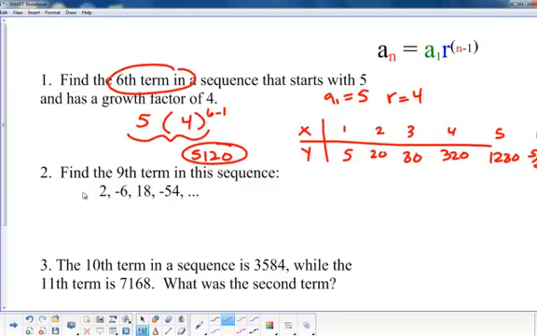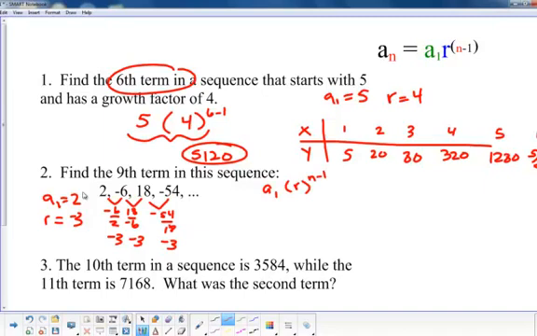So in number 2, our first term is 2, and then we need to find what our constant ratio is. If we divide negative 54 divided by 18, we get negative 3. And 18 divided by negative 6 is negative 3. And guess what? Negative 6 over 2 is also negative 3. So our ratio, our constant multiple, is negative 3. So since our geometric sequence is a sub 1 times r to the n minus 1, where n is the number of terms, we're going to do 2 times negative 3 to the 9 minus 1. So 2 times negative 3 to the 8th.